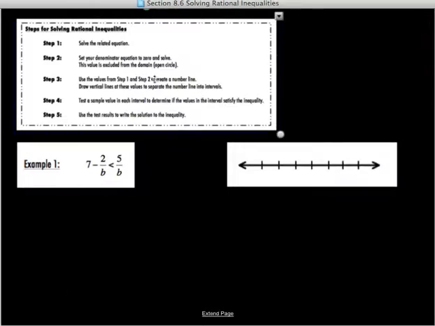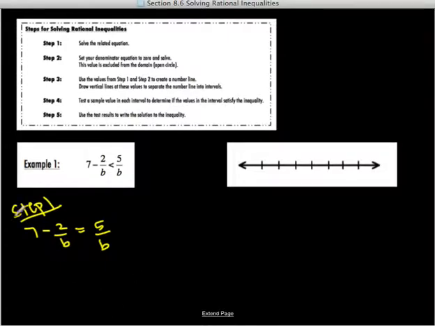All right, example 1 says 7 minus 2b is less than 5 over b. So the first step is to solve the related equation. To solve the related equation means to solve it like an equation. This is step 1. I'm going to write it with an equal sign. So it's 7 minus 2b equals 5 over b. We're going to solve this.